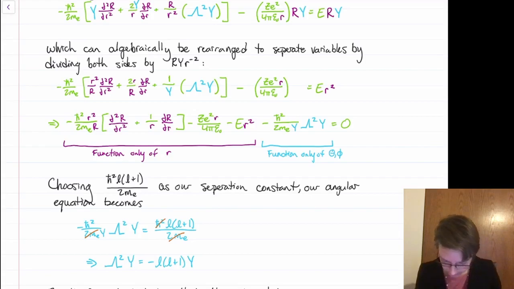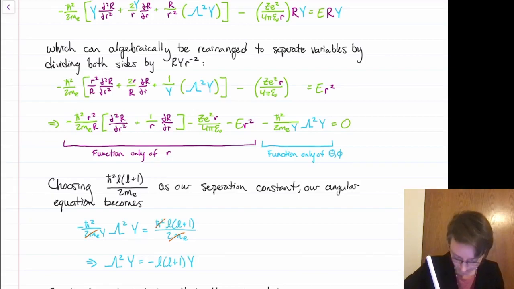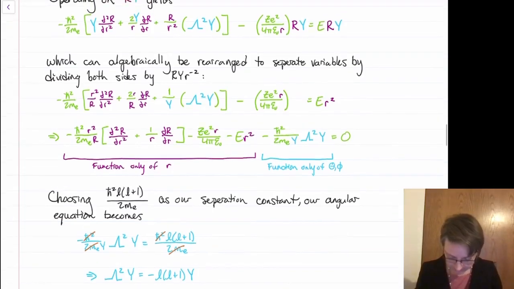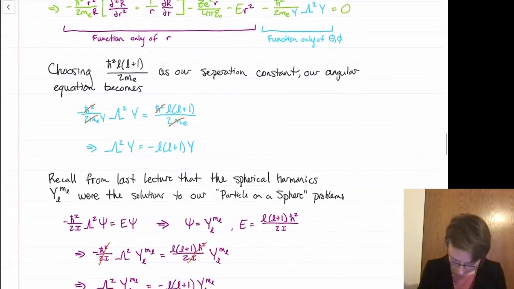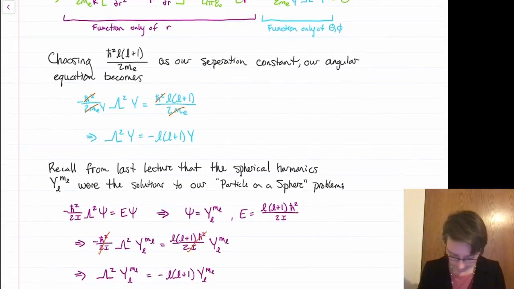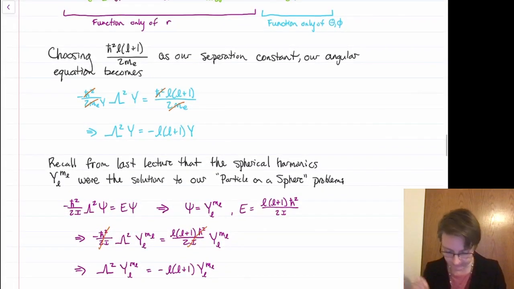h bar squared over 2me times y times h bar squared times that L plus 1 divided by 2me, and a lot of these constants cancel out with each other, such that I end up with the equation: my Legendre operator times y is equal to a set of constants times the original y function. But wait a minute, this looks vaguely familiar from when we did the particle on a sphere. And in fact, our particle on a sphere problem as a recap is shown in the purple text.